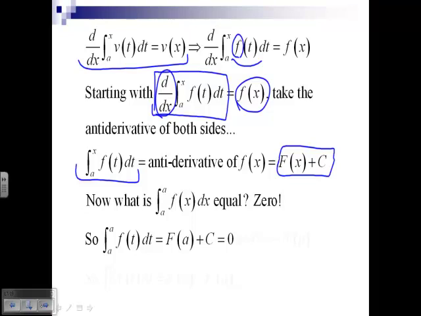Now, focus only on this part. Do I have enough information to find out what c is? Can I solve for c is another way of saying this. I can. When I solve for c, I get that c has to be negative f of a. When I take the stuff that's in that last blue box, solve it for c, I come to the conclusion that c must be negative big F of a.